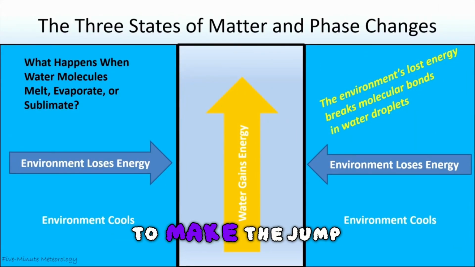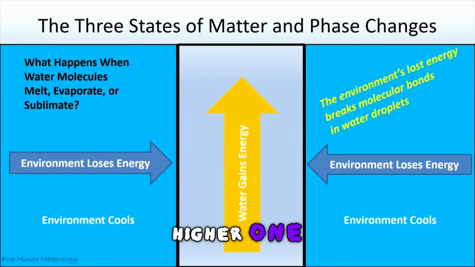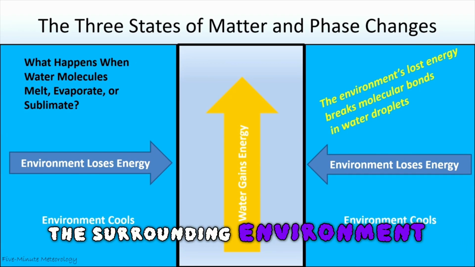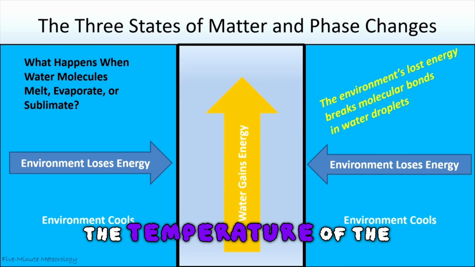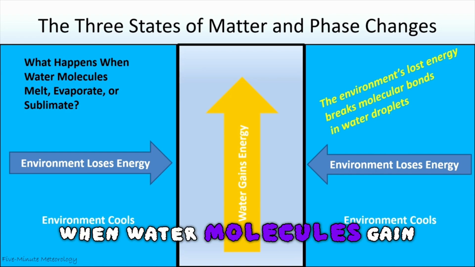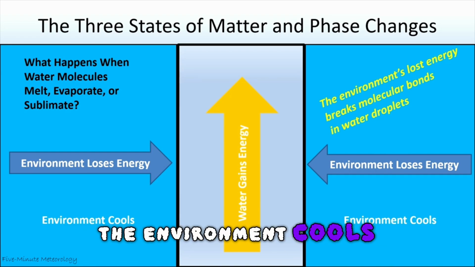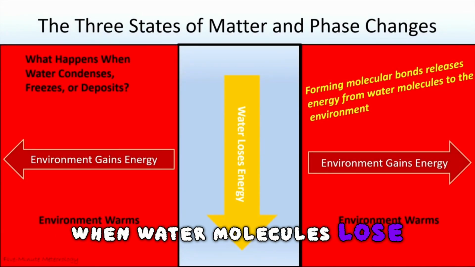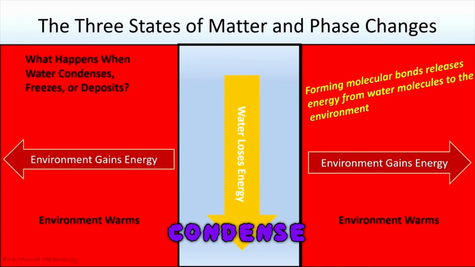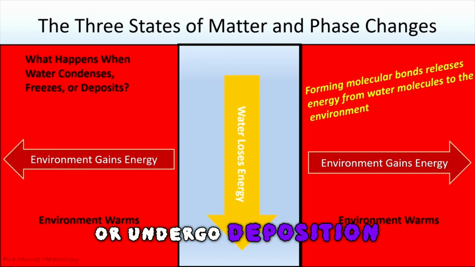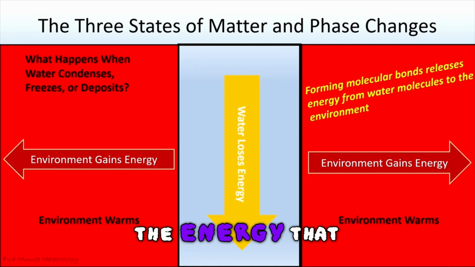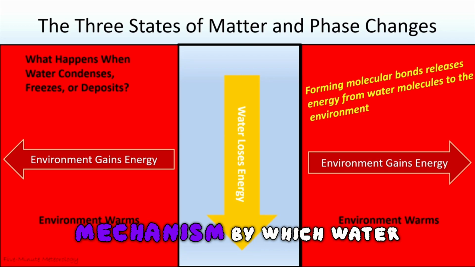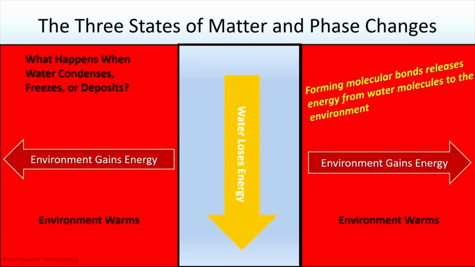In order for water to make the jump from a lower state of energy to a higher one, there must be an exchange of energy between the water molecules and the surrounding environment. This energy exchange changes the temperature of the surrounding air. When water molecules gain energy, the environment cools, losing energy to the water molecules. When water molecules lose energy, which happens when they condense, freeze, or undergo deposition, the environment warms from the energy that the water molecules have lost. This is the basic mechanism by which water creates the weather.